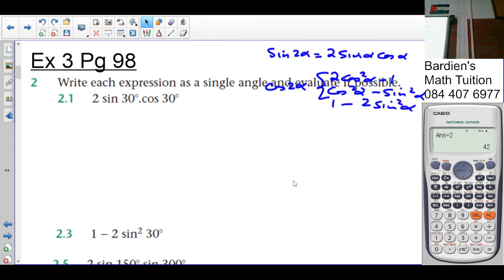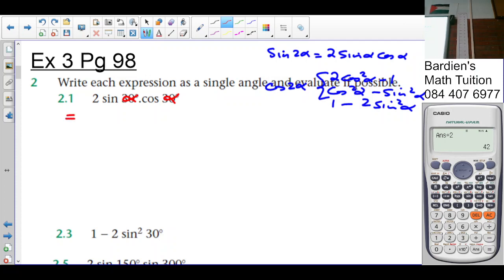Right, question 2.1. Write each expression as a single angle and evaluate if possible. What do you see here? You should be seeing 2 sine alpha cos alpha. You all see that? 2 sine alpha cos alpha can be written as what?